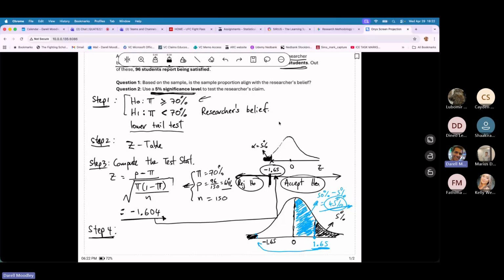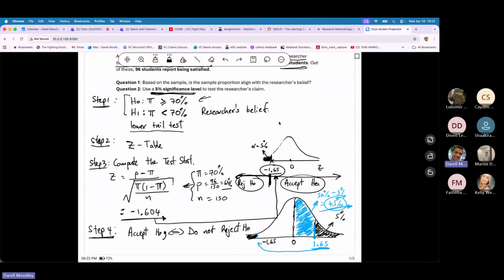So that means we accept H naught, or in other words, we do not reject H naught. It's the same thing. All right. Now, if step 4 says we do not reject H naught, let's look at what we wrote for step 1 so we can draw our conclusion.